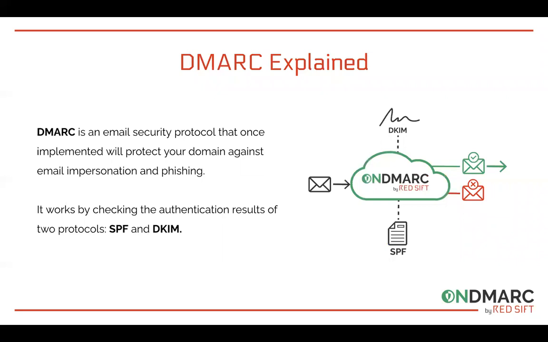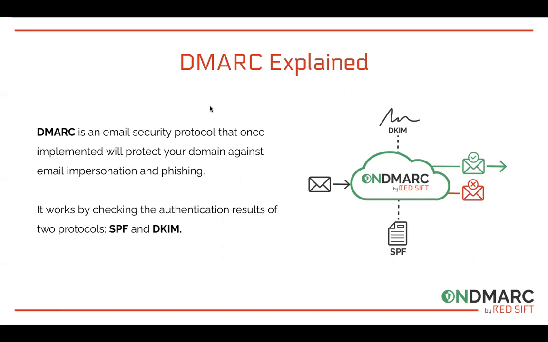How does it work? So all it is a TXT record that you add into your DNS records. Once it's set up, every time you send an email from your domain, you will receive back a DMARC report. And what we do at Red Sift with our OnDMARC platform is translate those reports into nice, easy to understand, useful and valuable reporting that we'll have a look at in a minute.